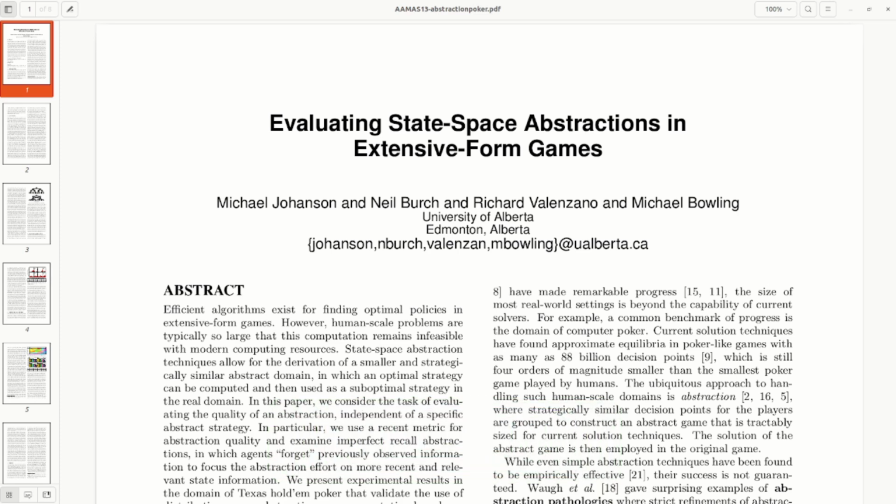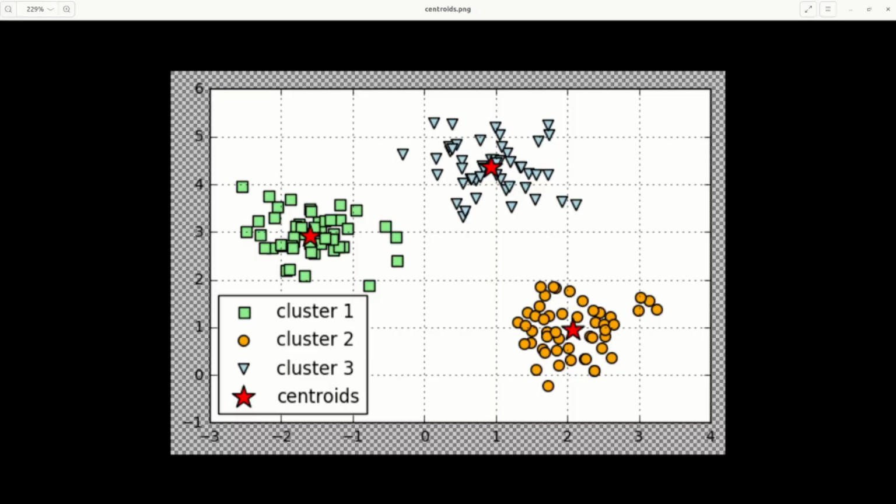In this video, I'm going to go over abstractions in general, and then I'll also talk a bit about a specific technique called potential aware abstractions, which I think is still the most cutting edge way of doing it. It's also interesting because it can be applied to all sorts of games, not just poker. So I'm going to start with a quick overview of k-means clustering.